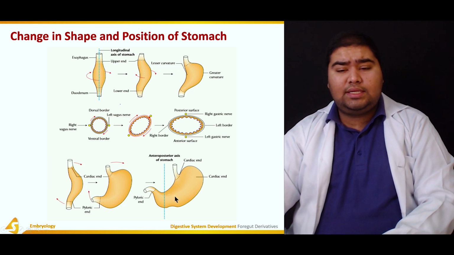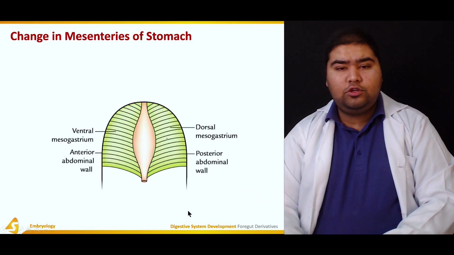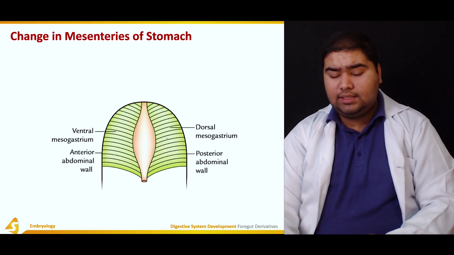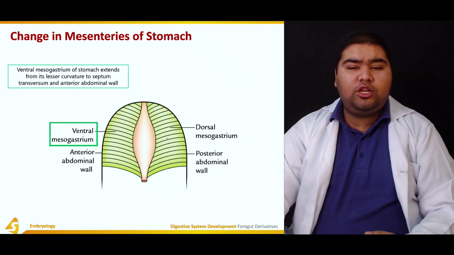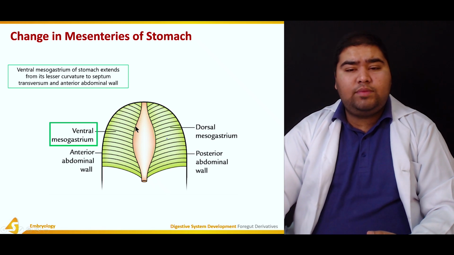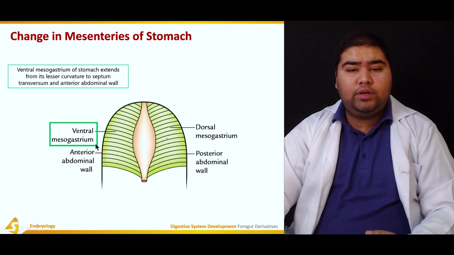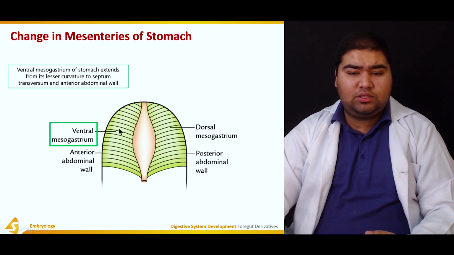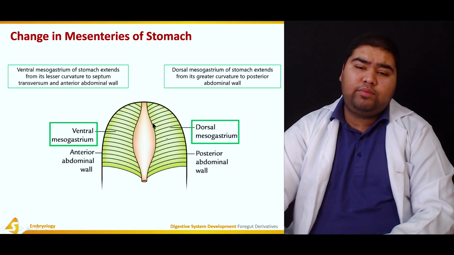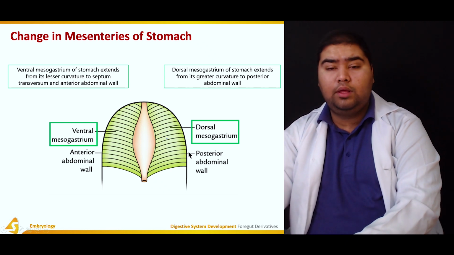Here you can see the adult position of the stomach within the human body. Moving on, we'll see how there are changes in the mesentery of the stomach. There's the ventral mesogastrium, which you can see in the figure extends from the lesser curvature of the stomach to the anterior abdominal wall and the septum transversum. Then we have the dorsal mesogastrium, which extends from the greater curvature of the stomach to the posterior abdominal wall.